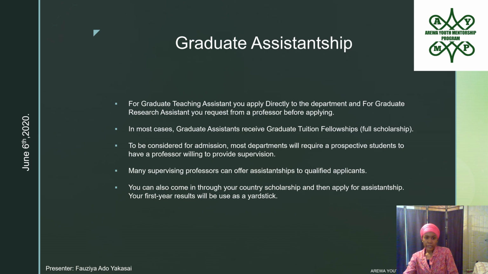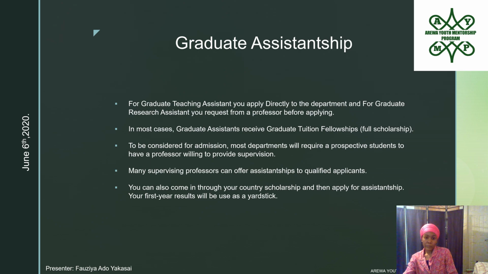Then to be considered for admission, most departments will require prospective students to have a professor willing to provide supervision, but in some it's not so. Like in my department, they don't need you to have any supervisor before you come here, because in the first year, what they need from you is to take courses, then do a prelim exam to be qualified as a PhD candidate. Then in the second year, that's when you start thinking of the professor you want to work with. So that shouldn't be a problem in some departments.